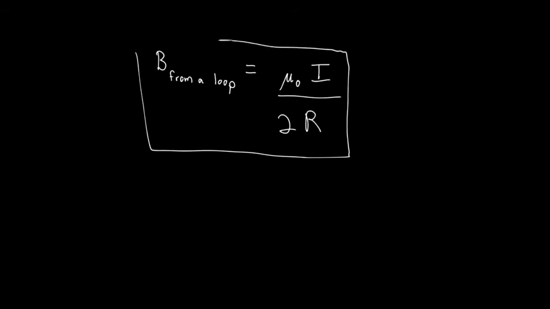Now occasionally you don't have a wire, you have an actual whole loop. And B from a loop is very, very similar. So B from a loop of wire is going to be equal to mu naught times I divided by just 2 times R. You don't need to worry about the 2 pi R. You just do the 2R. So this is from a whole loop. You can go look in the textbook to figure out what this kind of picture actually looks like. I would recommend doing that.